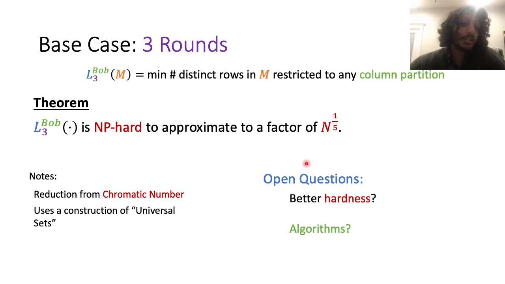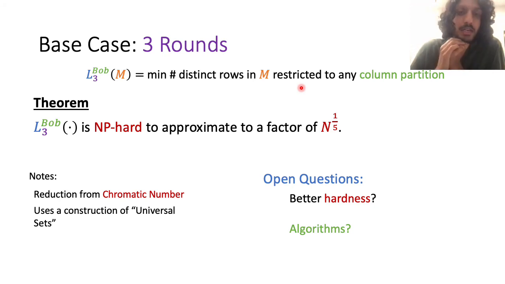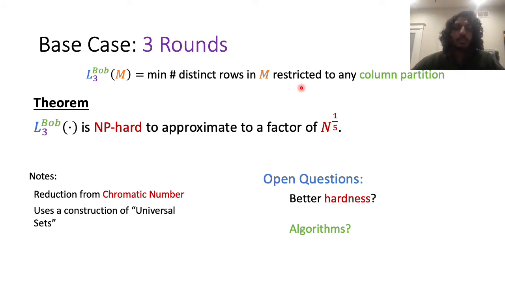Or on the other hand, could you come up with an algorithm for computing this quantity? It seems like a relatively simple quantity, so I feel like there should be some non-trivial algorithm. The best algorithm we were able to come up with gave a really bad approximation factor, I think it was n over log n. It was similar to clique. So even in this restricted case of 3 rounds, there are some interesting questions. But anyway, that's the base case.